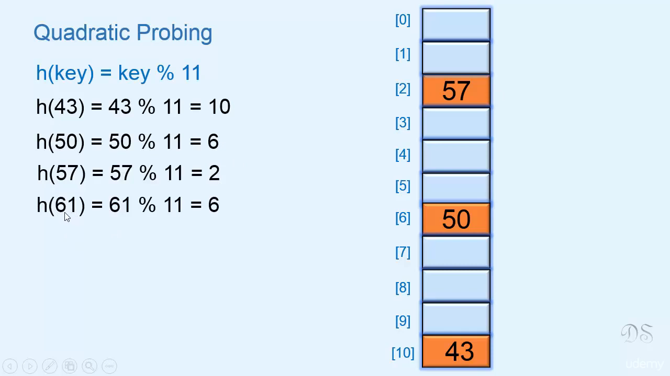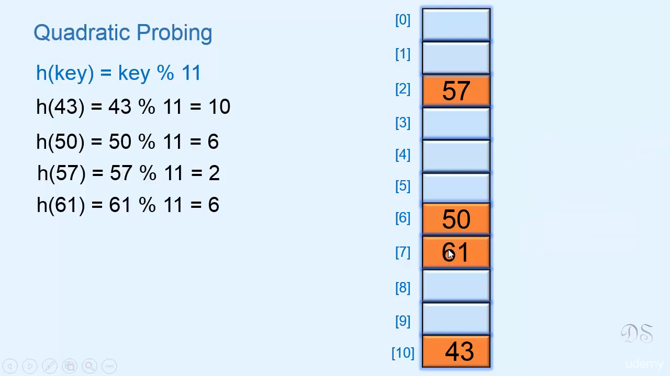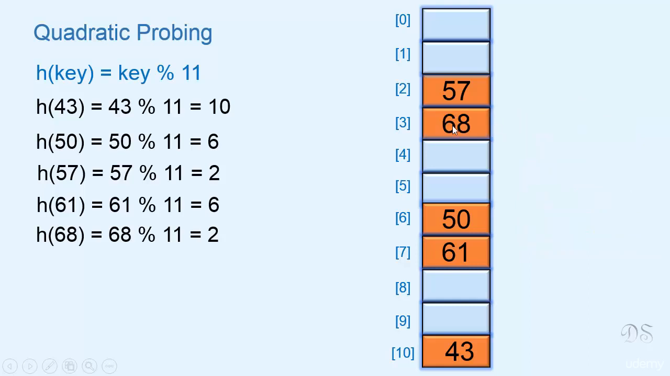Next, this key 61 is mapped to location 6. Now, location 6 is not empty. So now, this is the sequence of locations that we have to try. First, we have to try this location 7. This location 7 is empty, so we can insert the key here. Next, this key 68 is mapped to location 2. It is not empty. This is the sequence of locations that we have to try. First, we have to try this location 3. It is empty, so we insert it here.